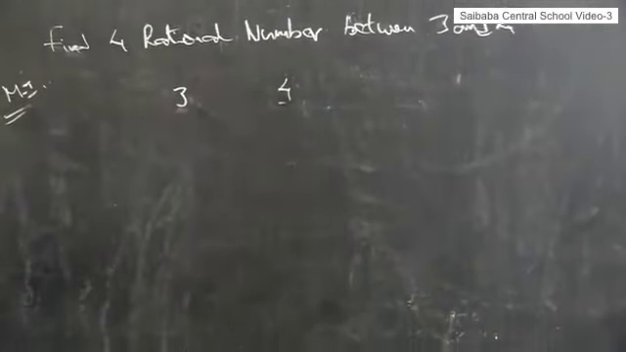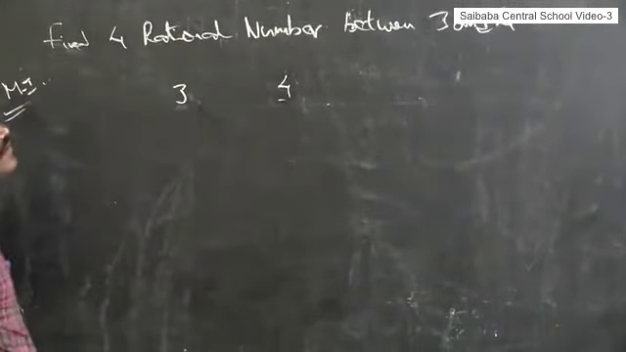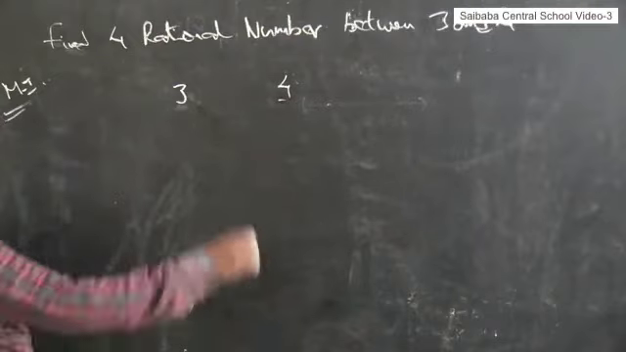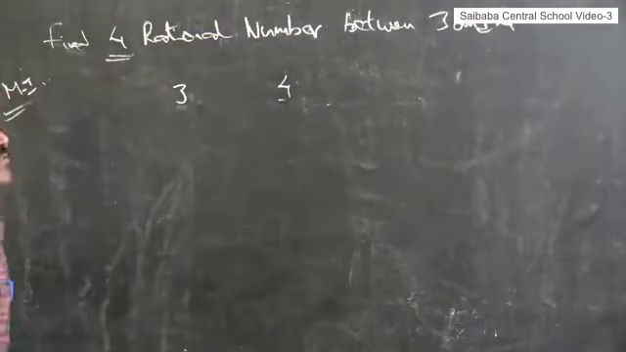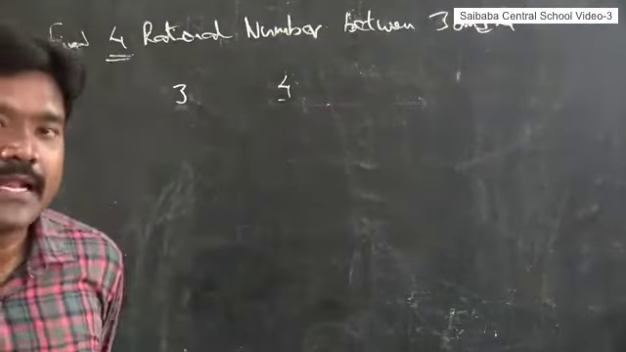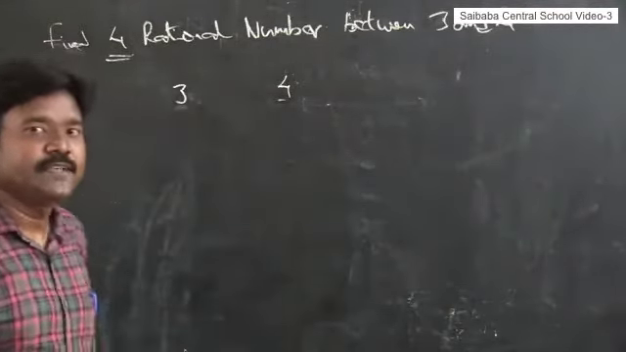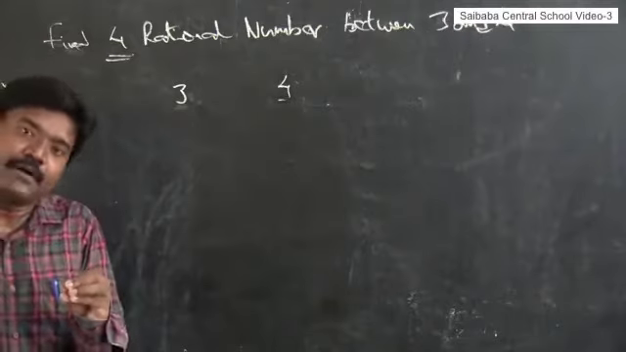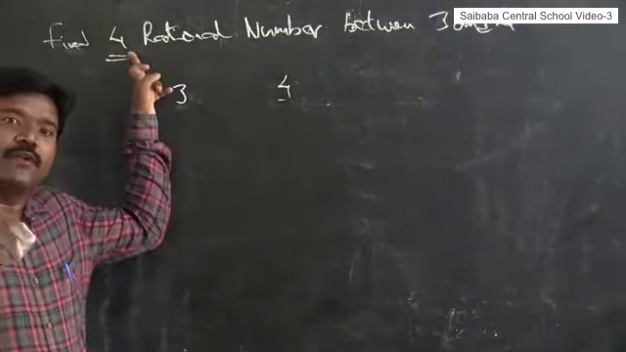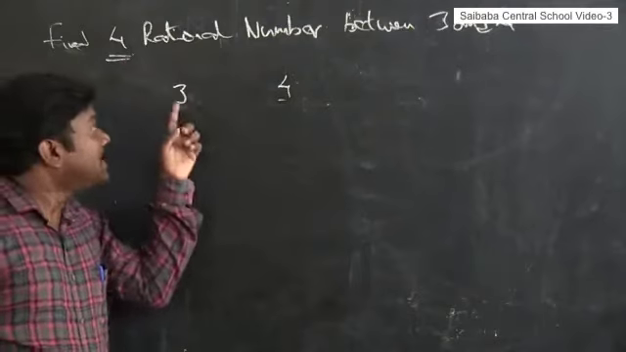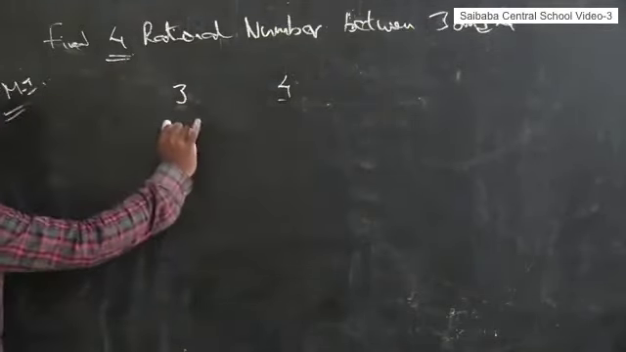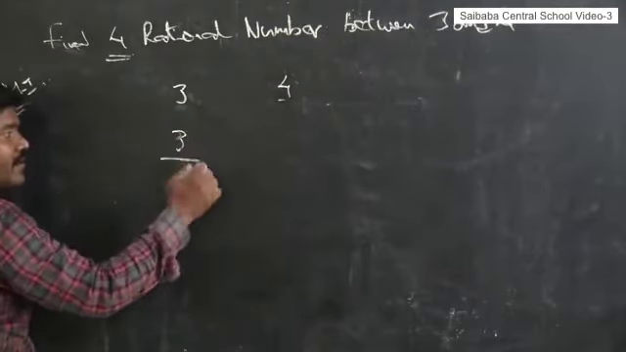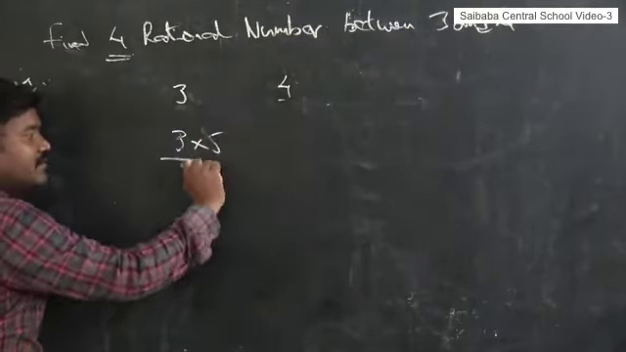What is the simple solution I give? How many rational numbers are required? Find 4 rational numbers. That means you take that as n, and add 1 to that. 4 numbers are required, so add 1 to get 5. Multiply and divide each and every number with 5. 3 I am taking, multiply and divide with that number.